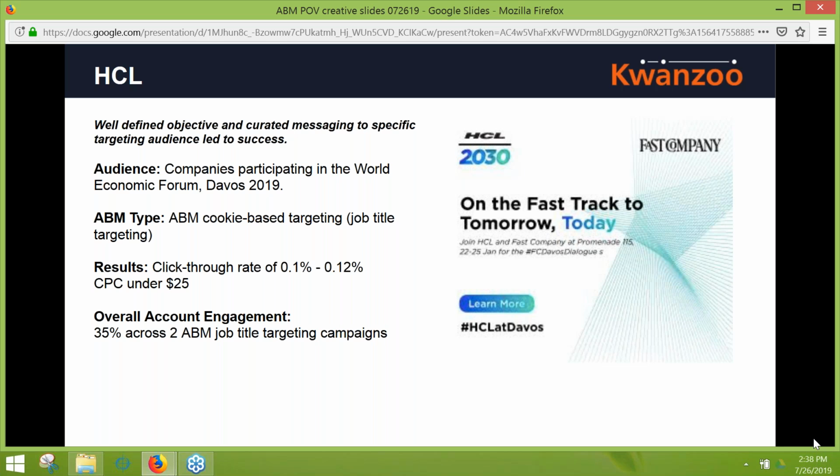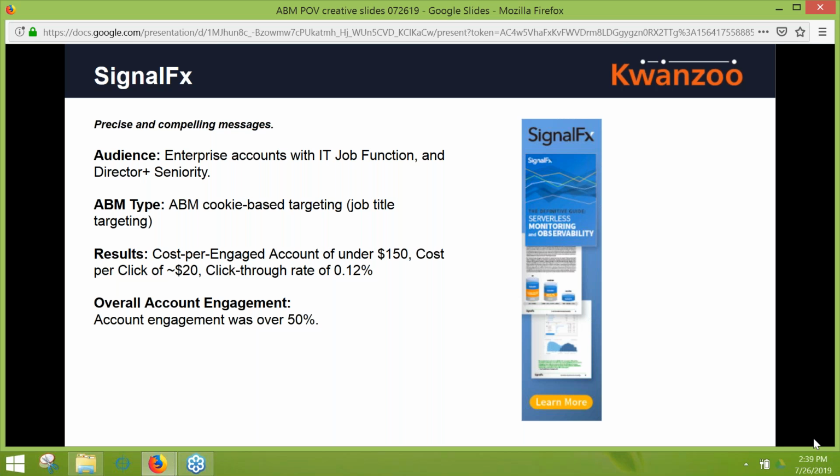Yeah, thanks, Jeff. And so the final one, let's share with folks is Signal FX. They are a B2B SaaS company, a fast-growing company right here in Silicon Valley. What they're doing is really exciting, serving mid to large enterprise organizations, targeting IT folks who are Director Plus. For them, we've got these ongoing cookie-based targeting, what we call job title targeting programs. Again, pretty strong CTRs, very compelling cost per click for B2B programs and campaigns.